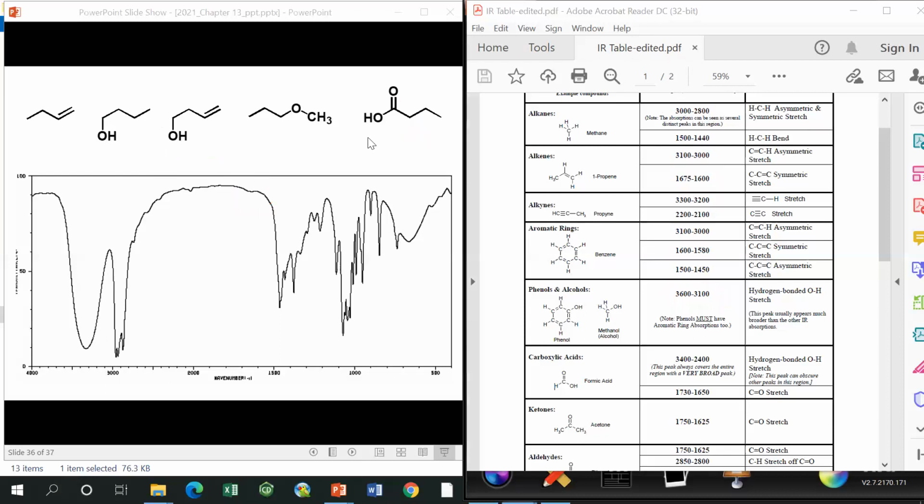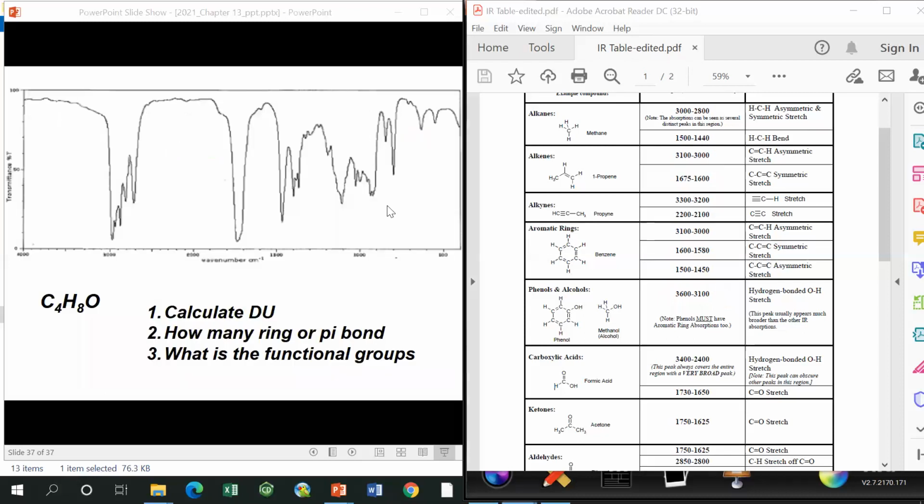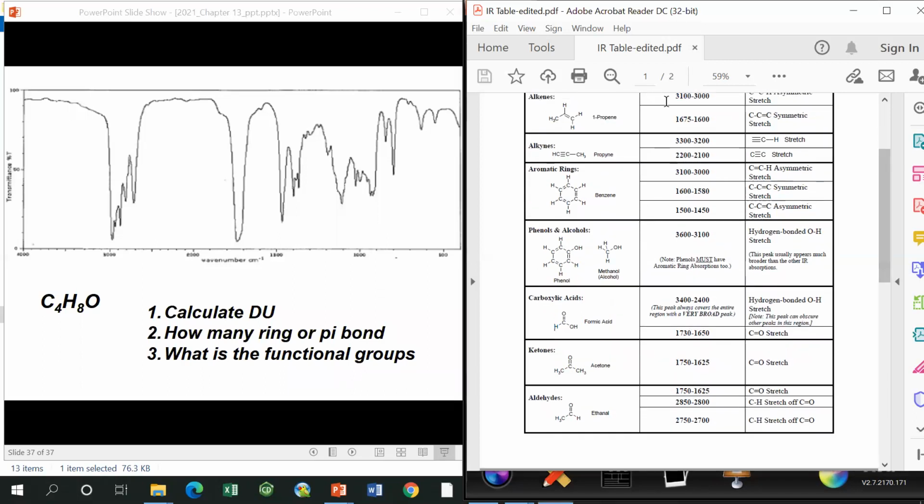All right, then we move to the last one. This is pretty much the most difficult question you'll see in the IR chapter. This type of question gives you one IR spectrum and one formula, and asks you to figure out its structure or its functional group. The first thing you need to do is calculate the DU number based on the formula.